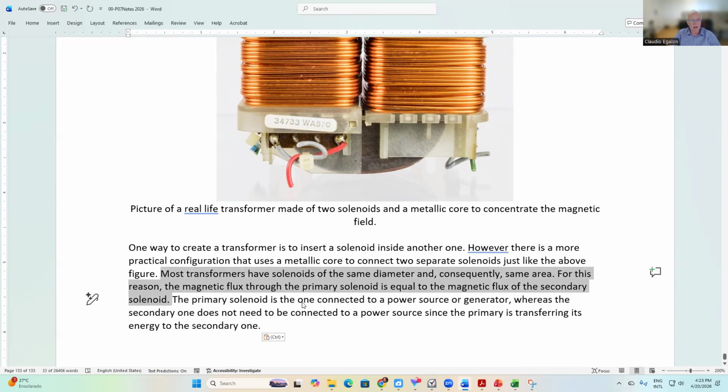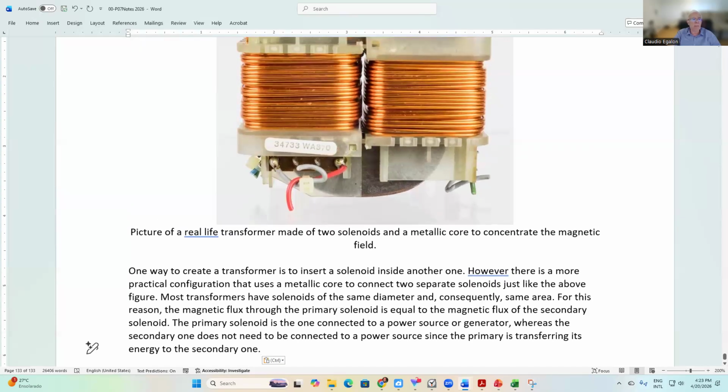The primary solenoid is the one connected to a power source or generator, whereas the secondary one does not need to be connected to a power source whatsoever, since the primary is transferring its energy to the second one. The secondary solenoid is exactly the one that goes to your house to power your TV, to power your blender, and so on. There is no generator inside your house. Remember that? The generator is outside there in the power station.